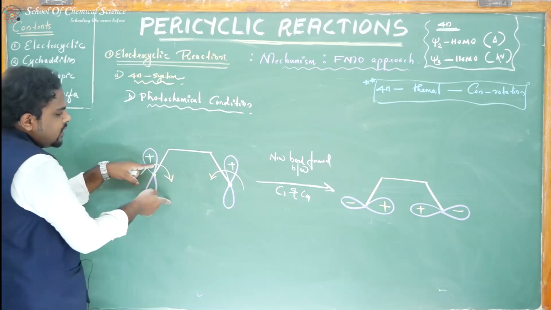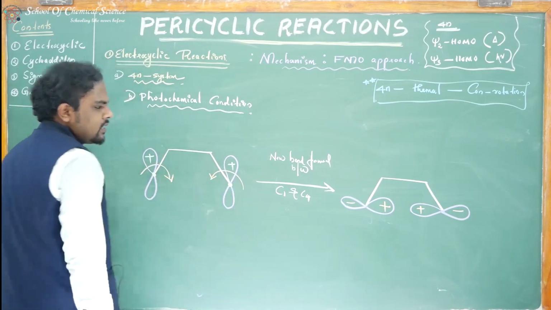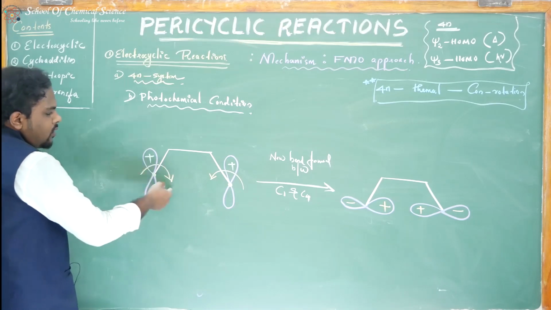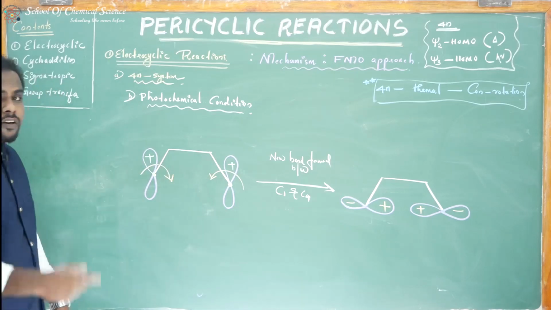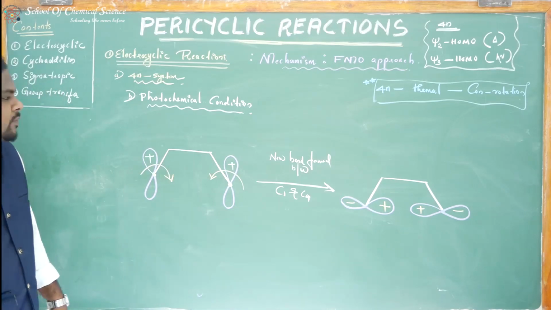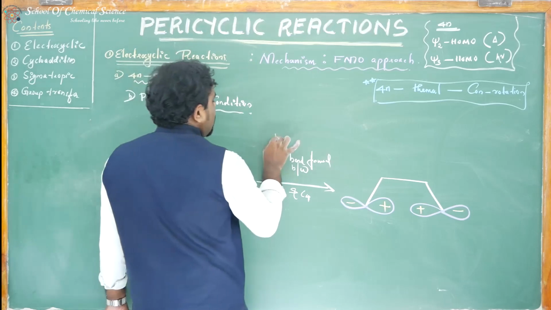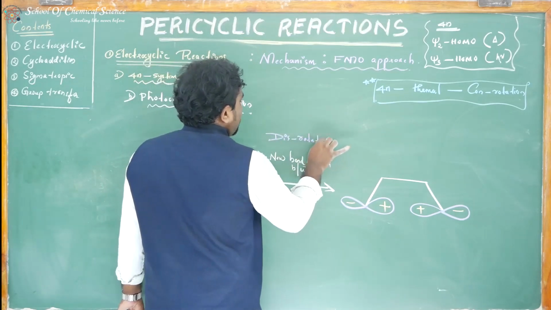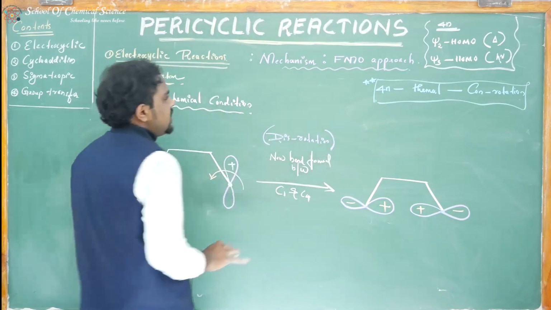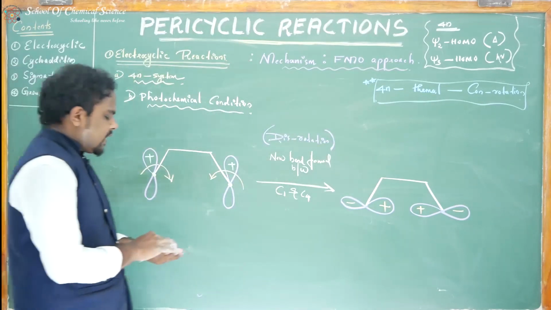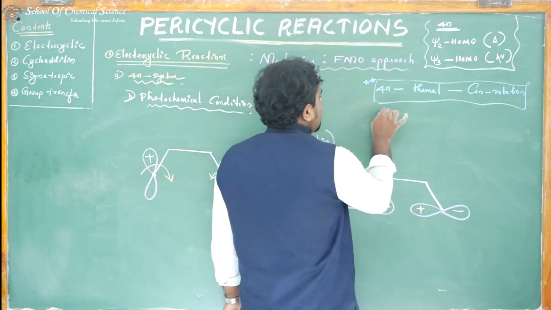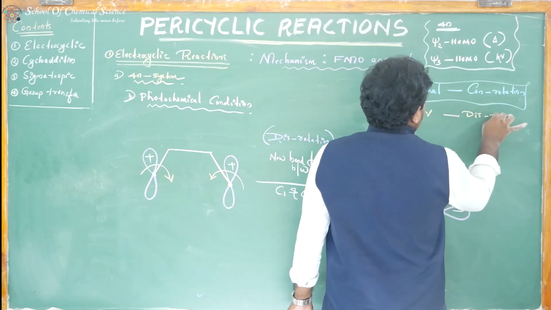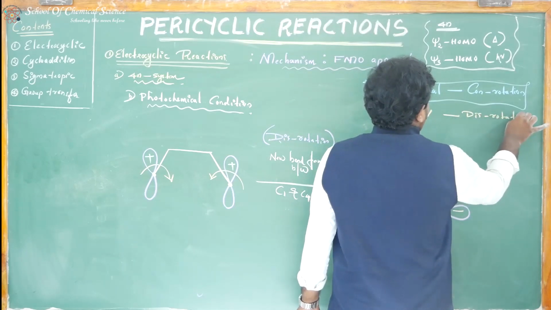So here one rotation is clockwise, the other rotation is anti-clockwise. First carbon rotation clockwise, second carbon rotation anti-clockwise for the favorable bond formation. That type of rotation is called disrotation. So you can conclude that 4n system under photochemical condition, disrotation. This is our summary.